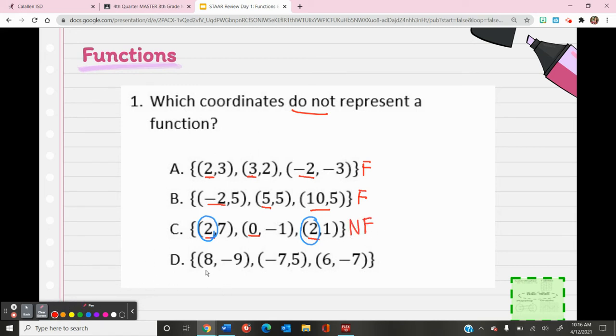And then we also have to look at D. I could have more than one answer, but we don't know. Let's go ahead and check. So again, I'm going to look at my x values. I have an 8, a -7, and a +6. So none of my x values repeat. So again, this is a function. And the one here that does not represent a function is C.